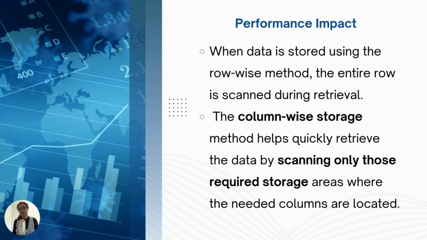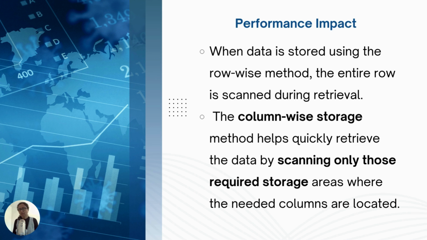Now, is it really impacting our performance? Definitely. When data is stored using the row wise method, the entire row is scanned during the data retrieval process. Whereas the column wise storage method helps quickly retrieve the data by scanning only those required storage areas where the needed columns are located.